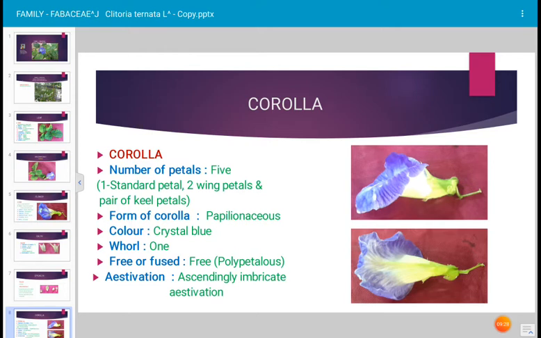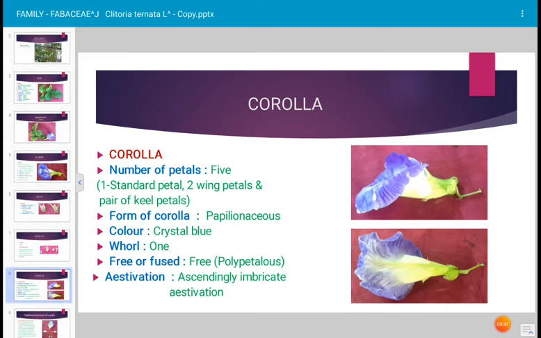Okay, and the color of the corolla is crystal blue, very beautiful. Even white color flowers and pink color flowers occur in Clitoria ternata. All the petals are arranged in a single whorl, that is whorl is 1, and the petals are free. The petals are not united, they are free. Free petals are described as polypetalous condition.